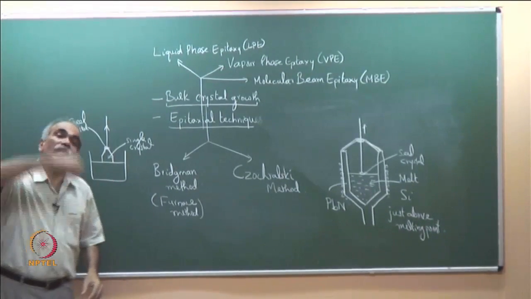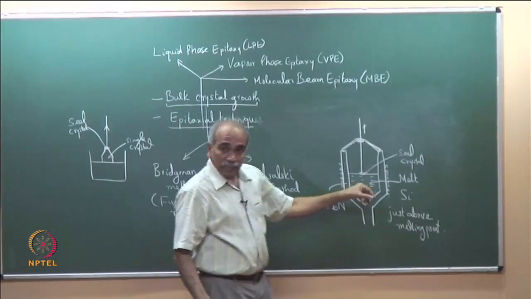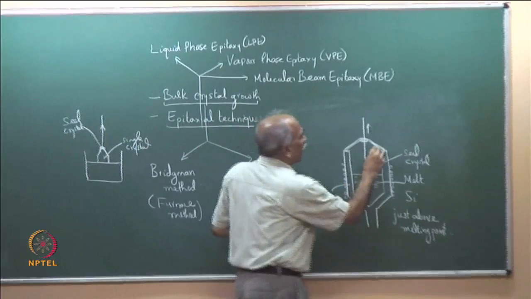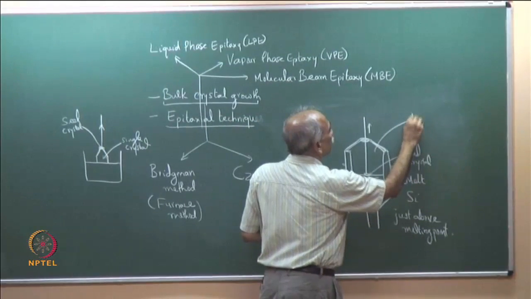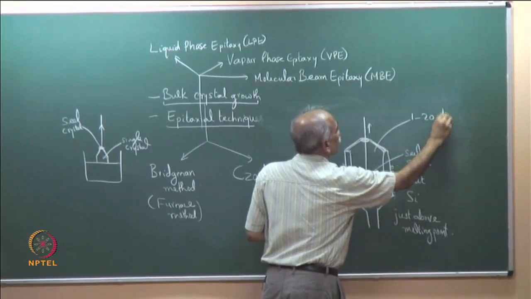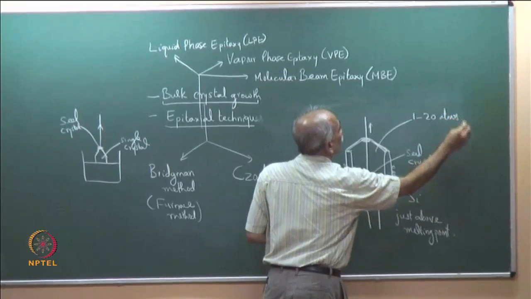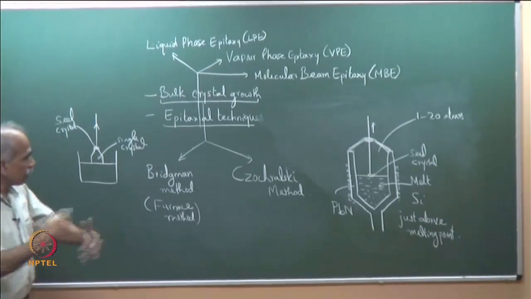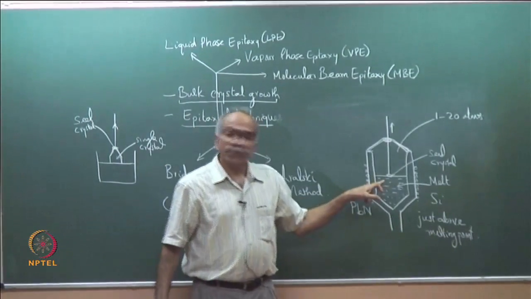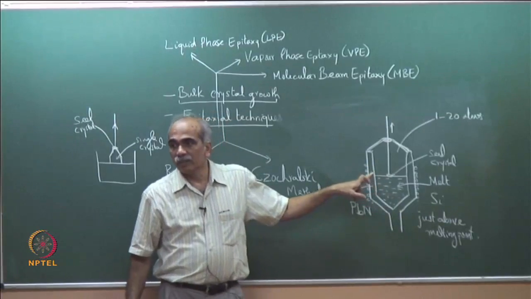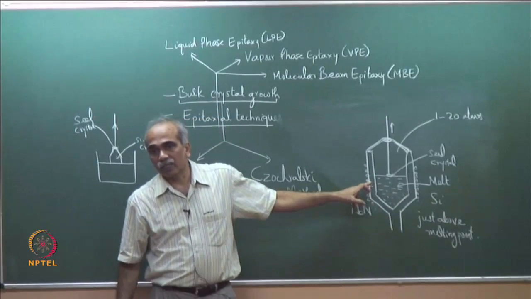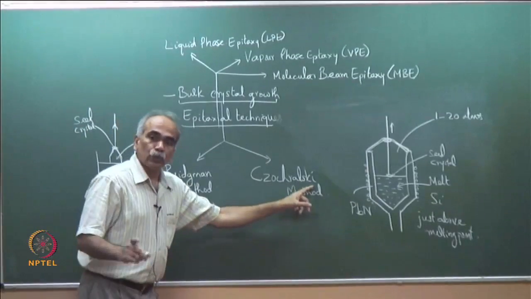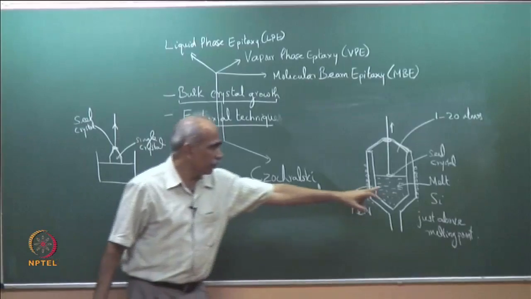It is simple pulling, but the environment is controlled. It is not in open. Sometimes this chamber may have an atmosphere anywhere from 1 to 20 atmospheres, because there are several issues involved in terms of the vapor pressure of the starting material. This is called the Czochralski method to grow single crystals from a melt.